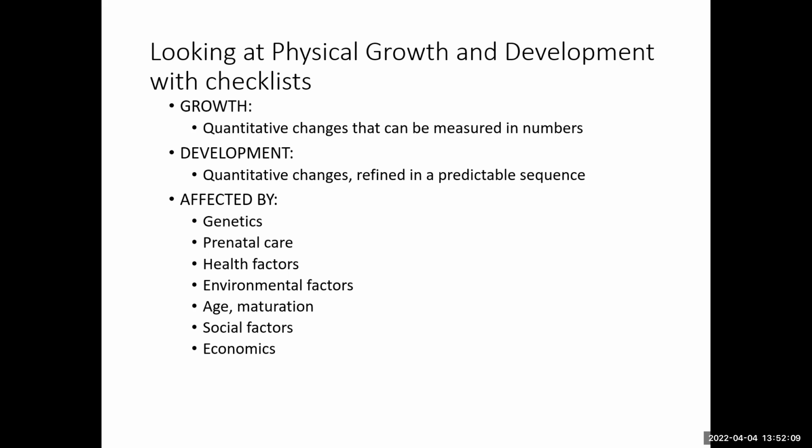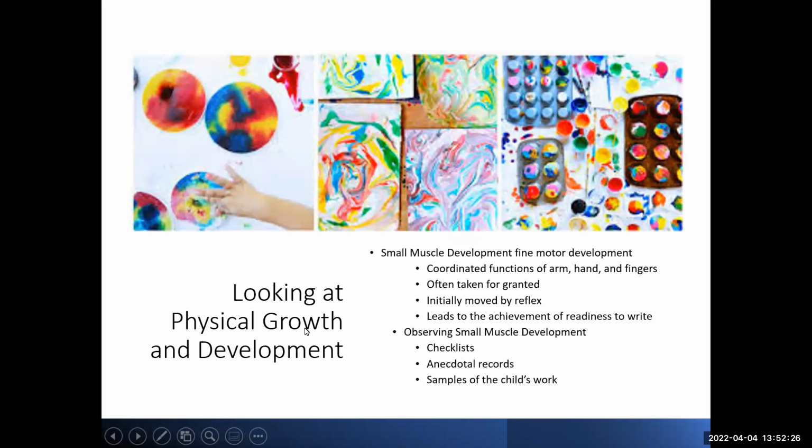So we understand that, but we also understand prenatal care plays into it, healthcare and being able to afford healthcare, environmental factors, the maturation of the child, how mature they are, how they are maturing, and then social factors and economics. So we would use checklists to understand fine motor development. So I have a picture up here of a little girl using her fine motor skills to do some art. And so we would often use a checklist to see how is she holding a pen? How is she holding scissors? How is she using crayons?